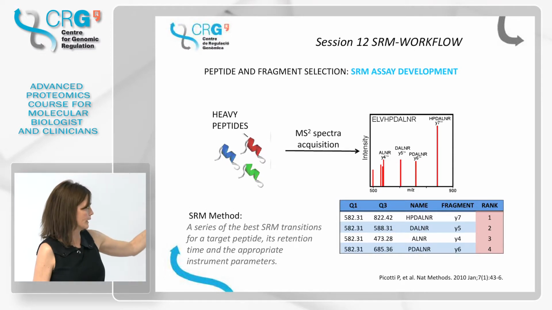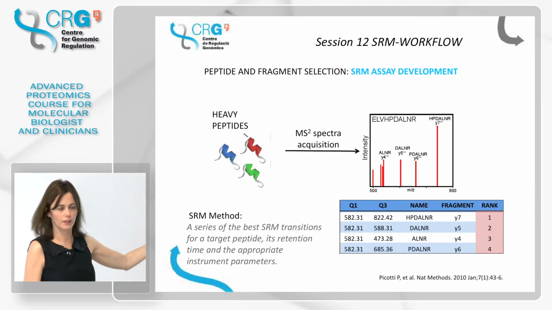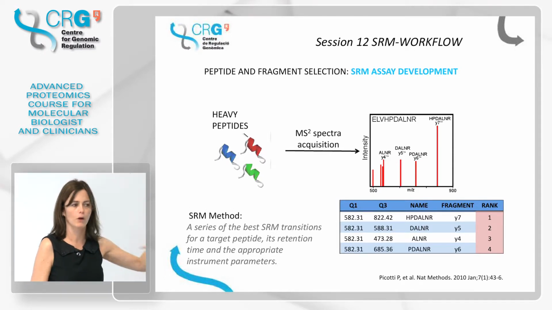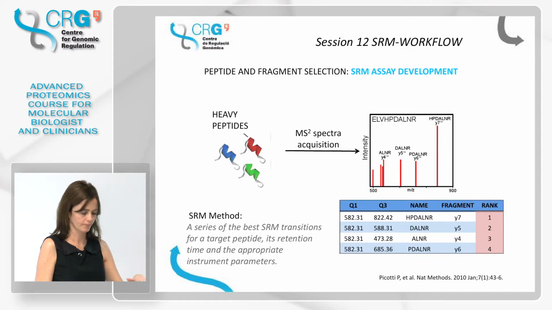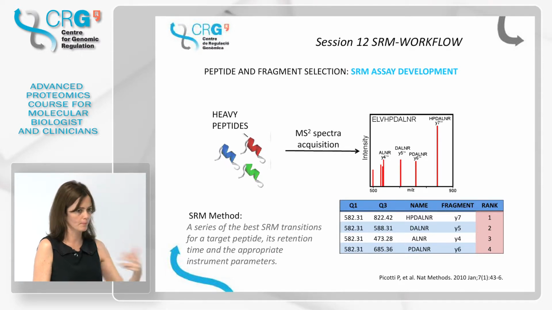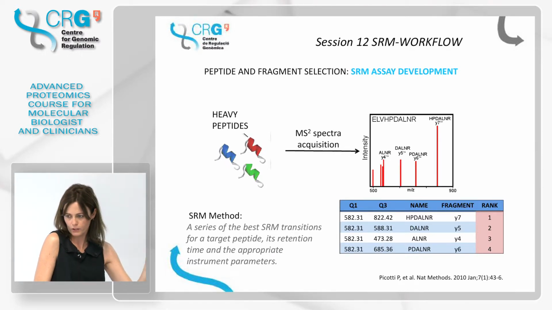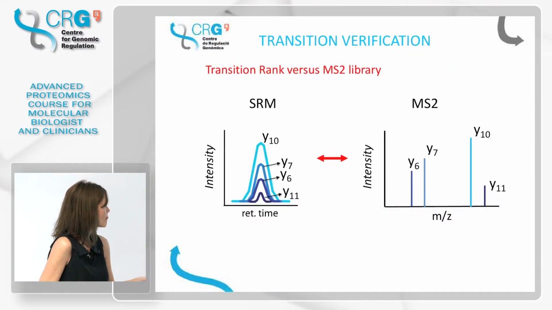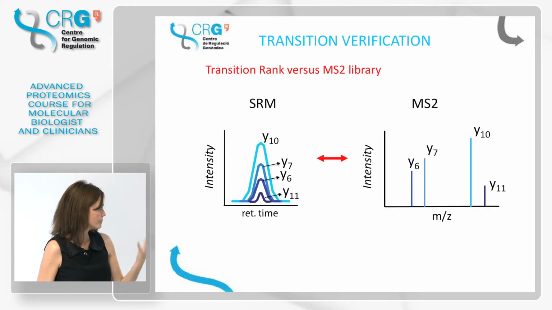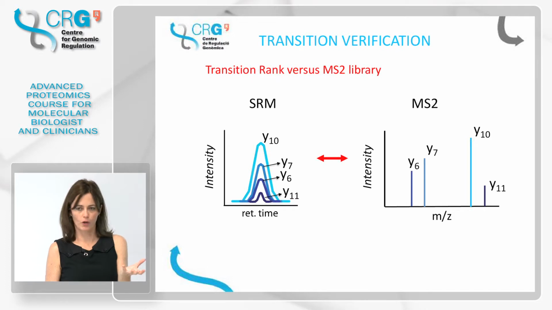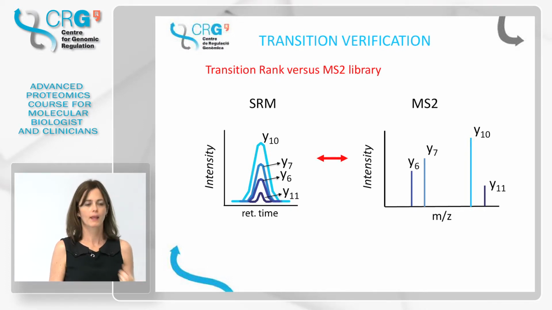Okay, so in the next session after the break, we will go step by step through how you would set up your method. Here we are just setting these different concepts. You would have your heavy peptides, and you would go ahead and do your method in your instrument. Say that you already measured your samples, and now you look at your results. How do you verify that what you see is what you want to monitor?